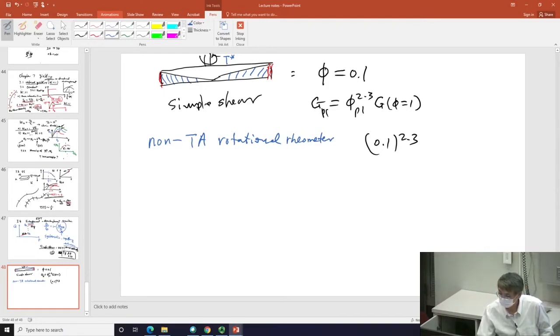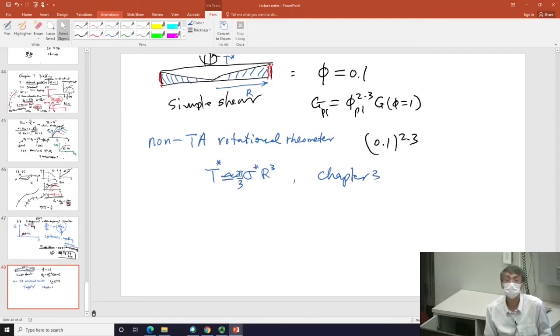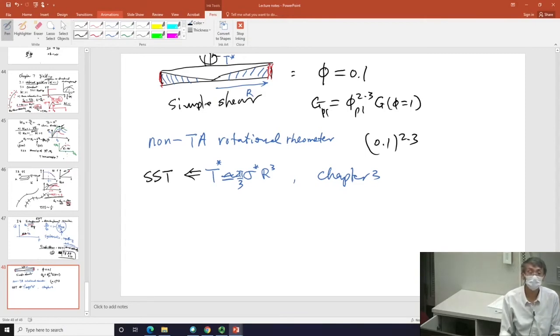So when you have this torque control, since torque gives you a stress through the radius R, this is a formula that you can learn from. I think it was 2 pi over 3, if it's cone plate, in chapter 3. So if you can control the torque, then you can control the stress. And if you can control the stress, then you can see if you can find, in simple shear, the SST, stick-slip transition. So that was the idea.